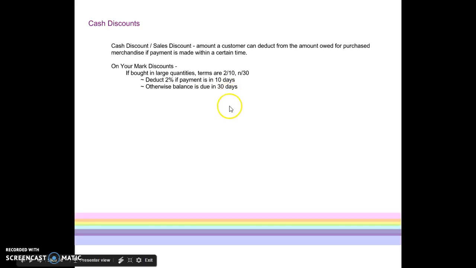So when you are tracking these types of transactions and putting them in the journal, you have to make sure the payment falls within these terms in order to apply the 2% deduction. Let's take a look at some examples and put this into play, and hopefully it'll make more sense.